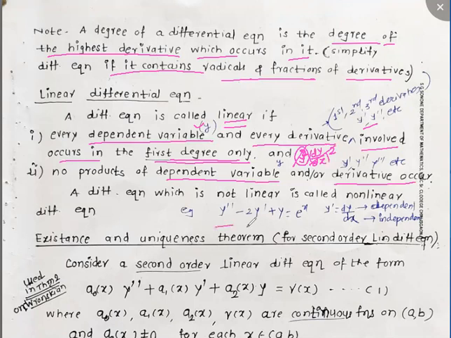Example, y double dash minus 2y dash plus y equal to e raised to x. y dash means dy by dx. So in this differential equation, the degree of y double dash is 1, degree of y dash is 1, degree of y is 1. There is no product of y and its derivative. So by definition, it is a second order linear differential equation. Its order is 2, y double dash. So this is a definition of second order linear differential equation.